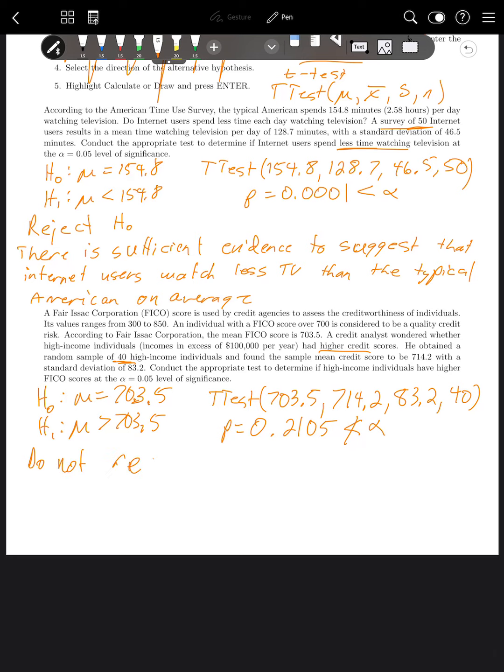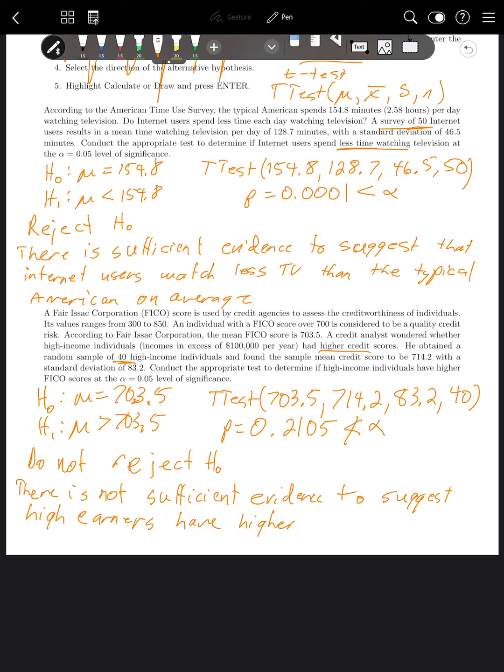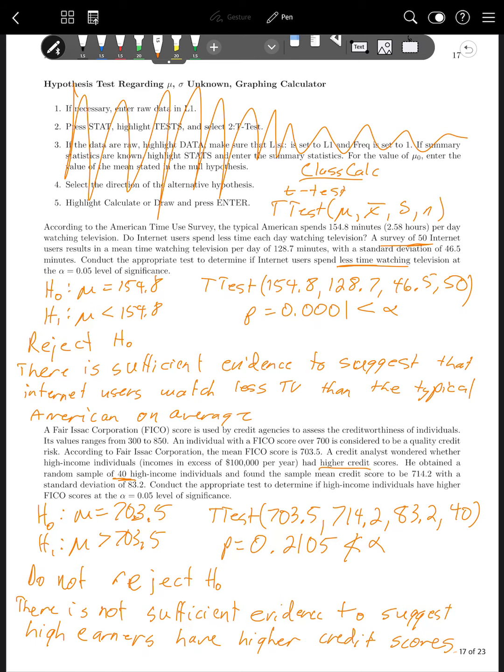not reject H naught, and so therefore there is not sufficient evidence to suggest high earners have higher credit scores. Okay, so there's the idea of how to use the t-test in ClassCalc to do hypothesis testing.